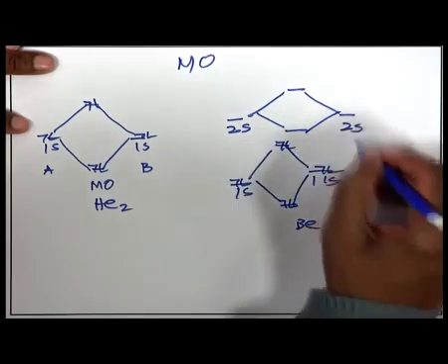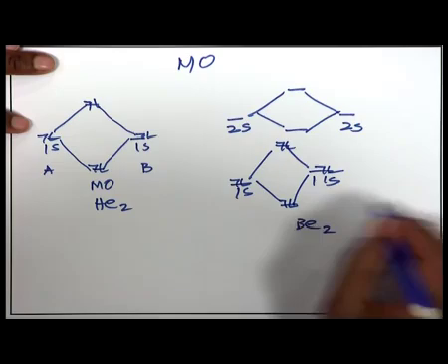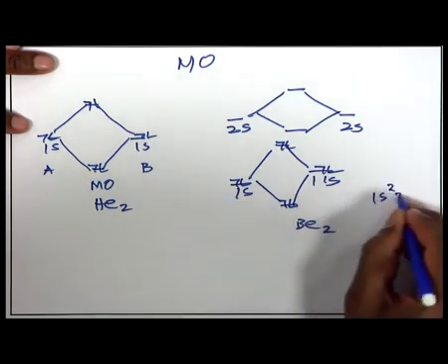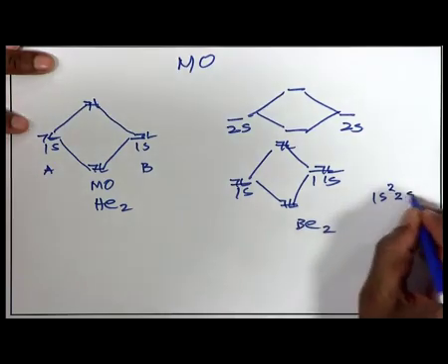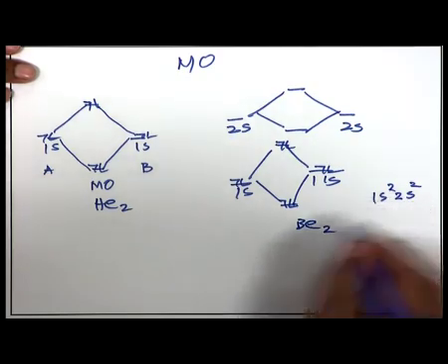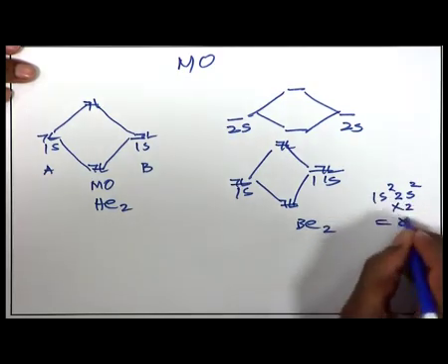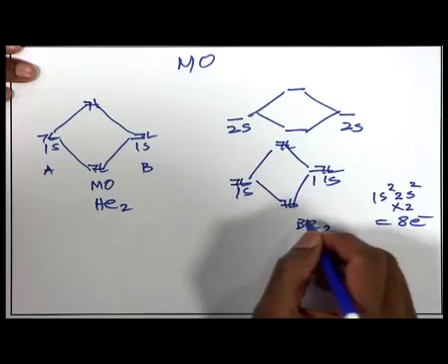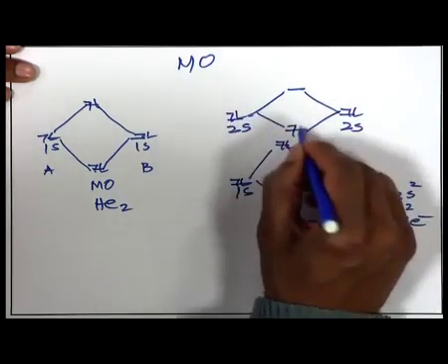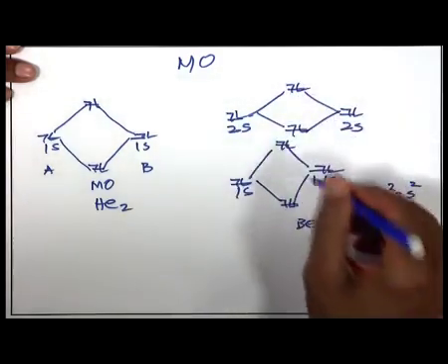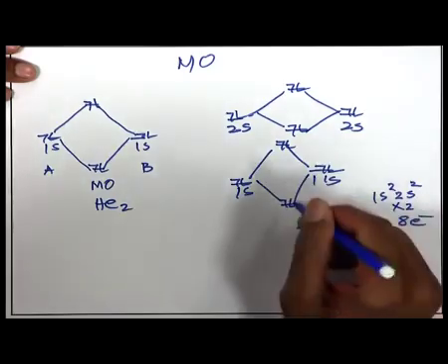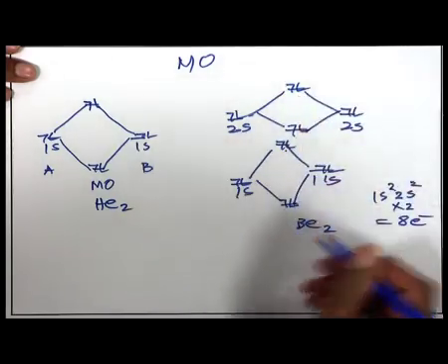In addition, you have to remember the electronic configuration of one beryllium atom: 1s2, 2s2. So the number of electrons is 4 into 2, equal to 8 electrons. So 4 electrons have gone here, another 2 more electrons here, and 2 more you have to fill up here. So the number of electrons in Be2 is 8, 2 plus 2 plus 2 plus 2.